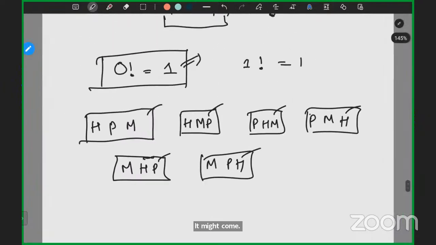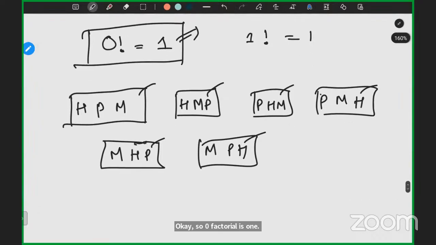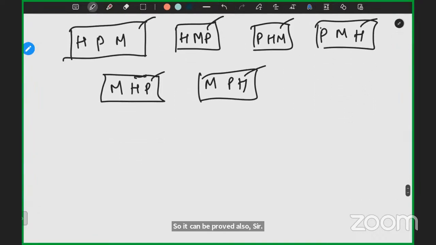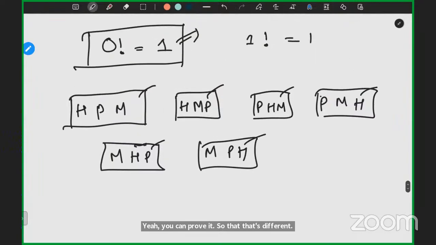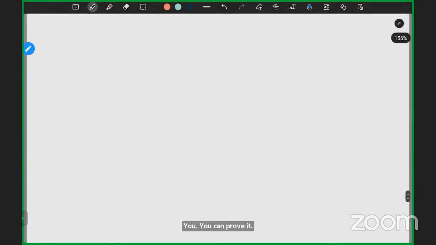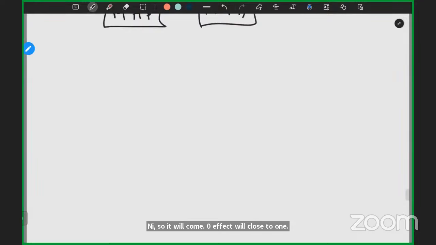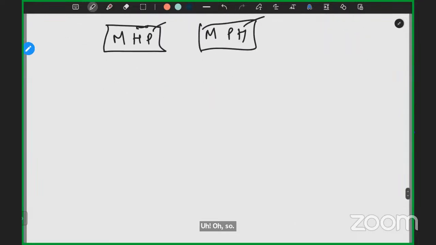Sir, it can be proved also. Yeah, you can prove it. That's different, but I don't want to prove it. I'm just giving you an analogy of how zero factorial is one. You can simply prove it: n into n minus 1, it will come to 0 factorial equals 1. Yeah, sure.